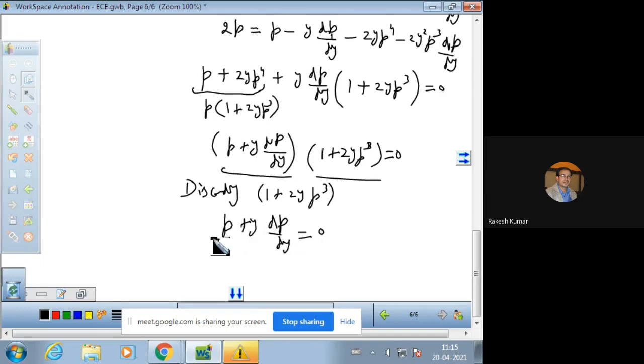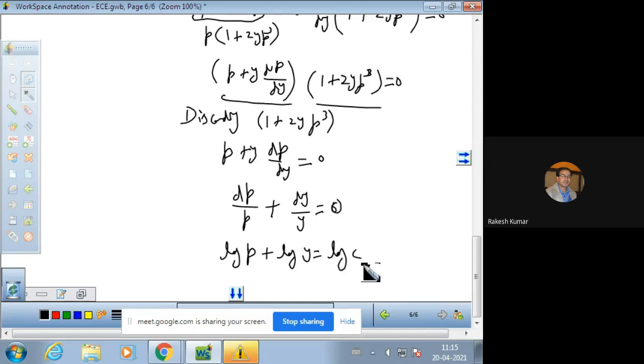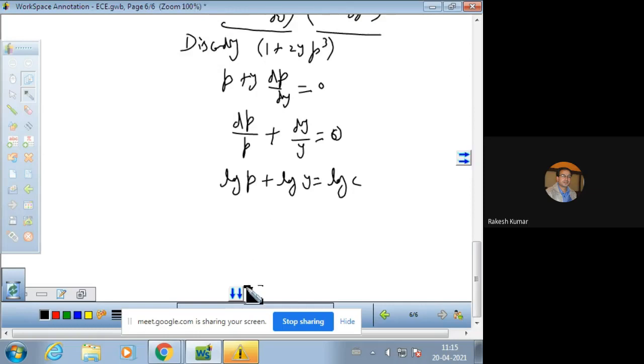And by using the separation of variable method, dp over p plus dy over y is equal to 0. So ultimately log of p plus log of y is equal to log of c. This is the constant of integration. So by using the log m plus log n formula, that will be py is equal to c, and the value of p is equal to c over y. Now how can you use this value of p in the given equation and get the answer?